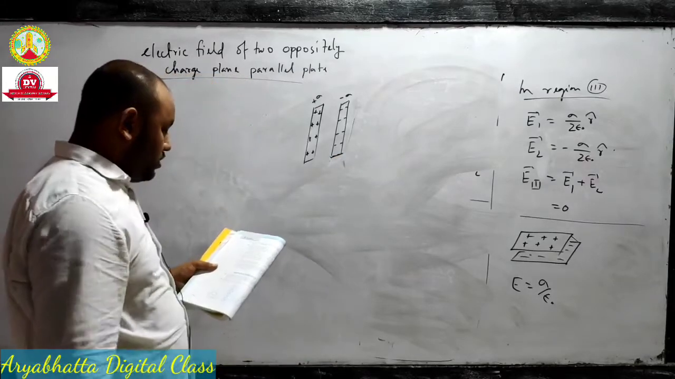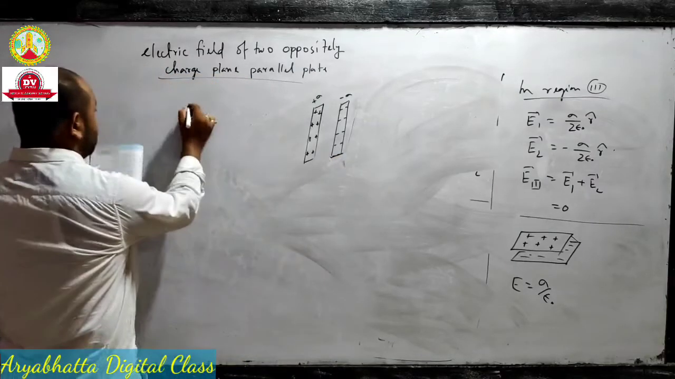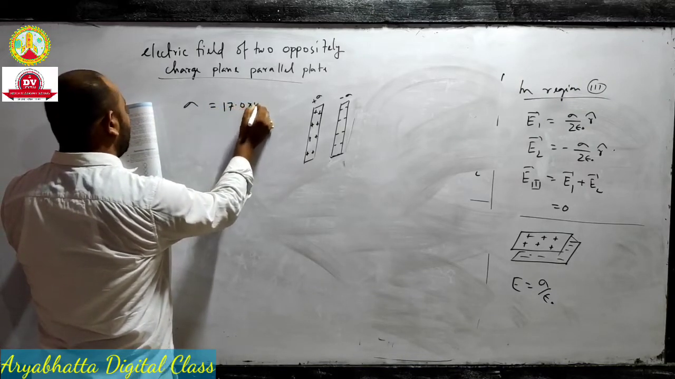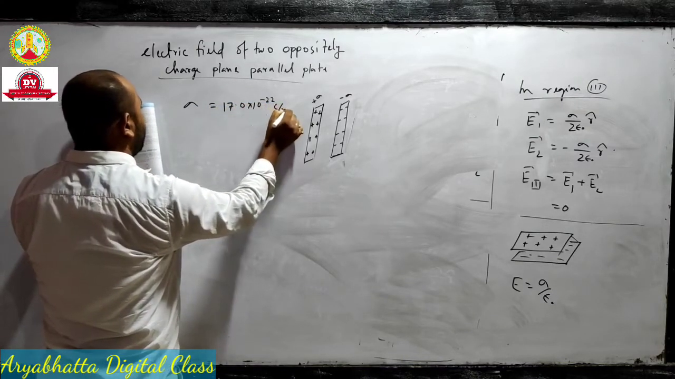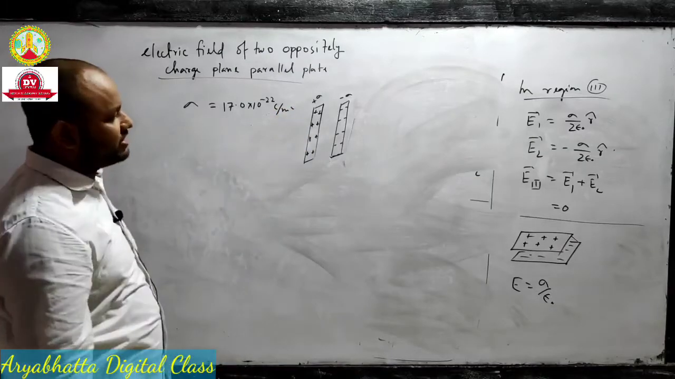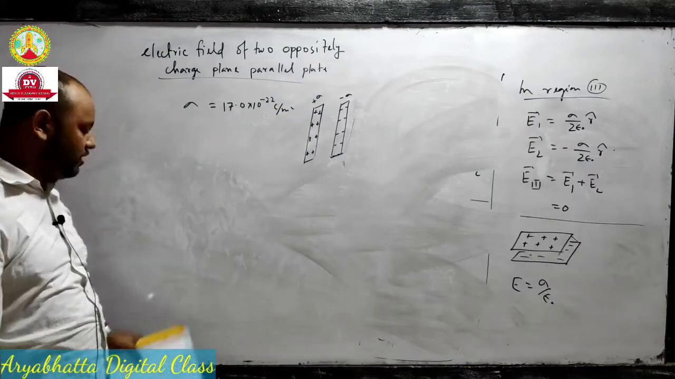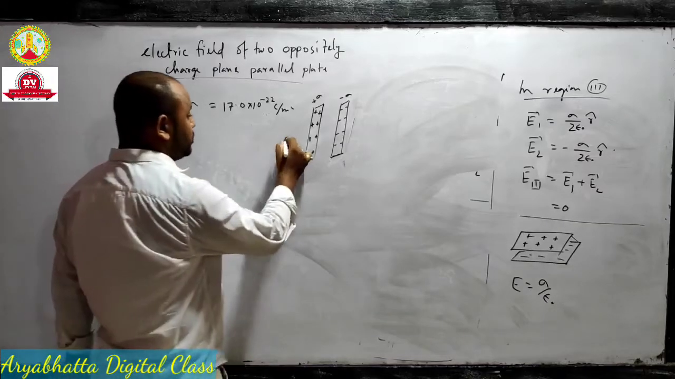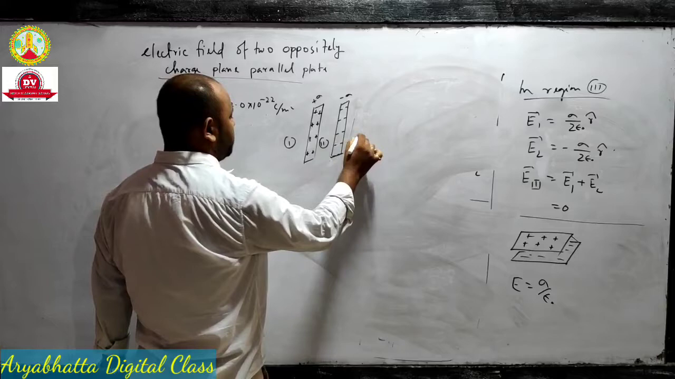The surface charge density sigma is also given, which is equal to 17.0 into 10 to the power minus 22 coulomb per meter square. This is the surface charge density, number of charge per unit area. So here we need to calculate the electric field in these three regions, region 1, region 2 and region 3.